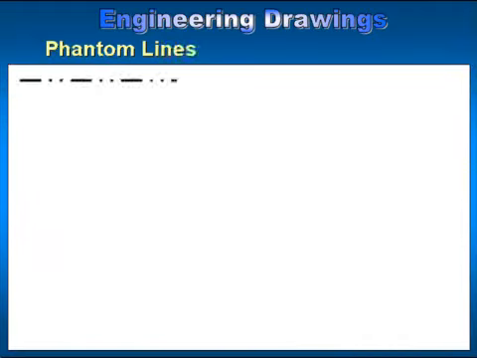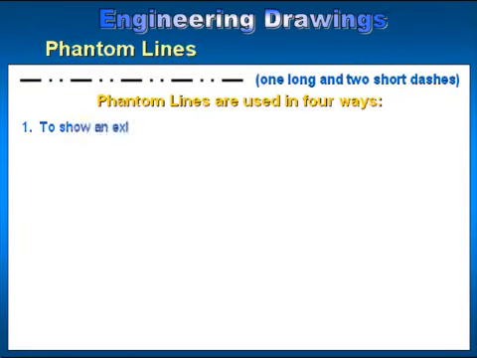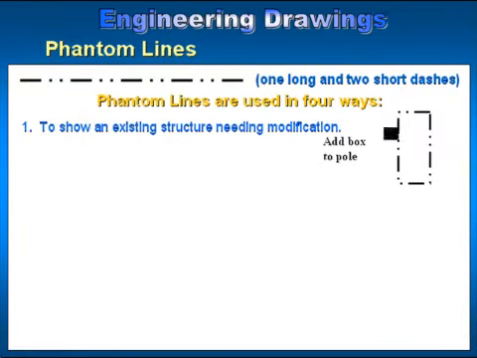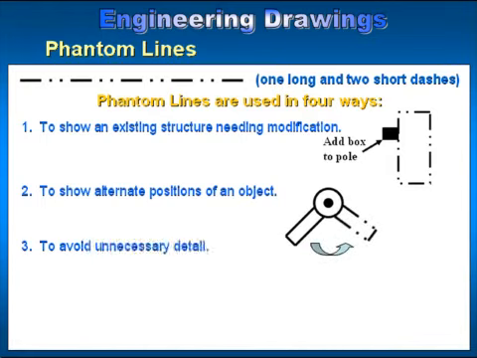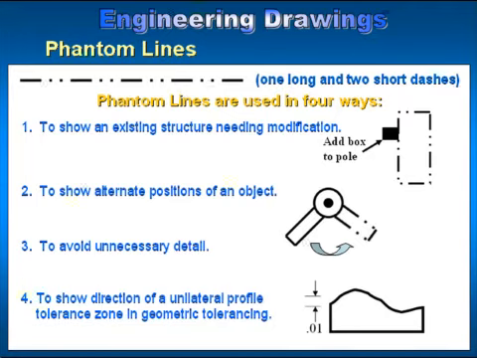Phantom lines. A phantom line is used in four main ways. 1. To show an existing structure that needs modification. 2. To show alternate positions of an object. 3. To avoid unnecessary detail. And 4. To show the direction of a unilateral profile tolerance zone in geometric tolerancing.